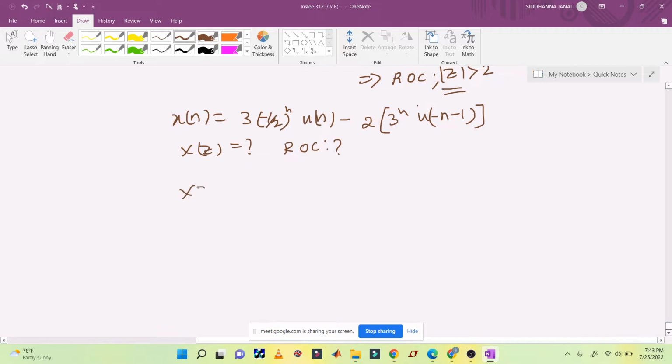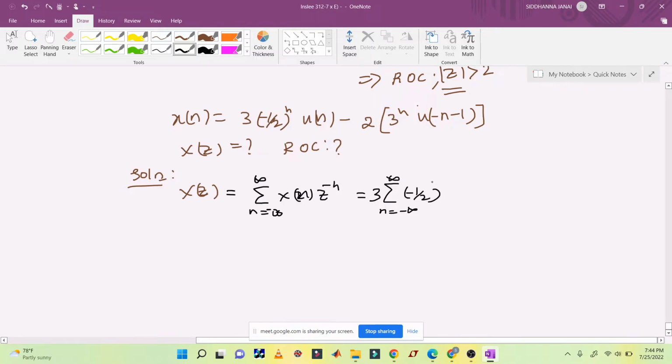For this, in the first step we have to write our equation: the sum from minus infinity to plus infinity of x of n z to the power minus n. So what is our x of n? 3 is a constant, I will write it outside. Minus 1 by 2 to the power n depends on n, that's why we'll write it inside, into u of n. Minus 2, I will write it outside.